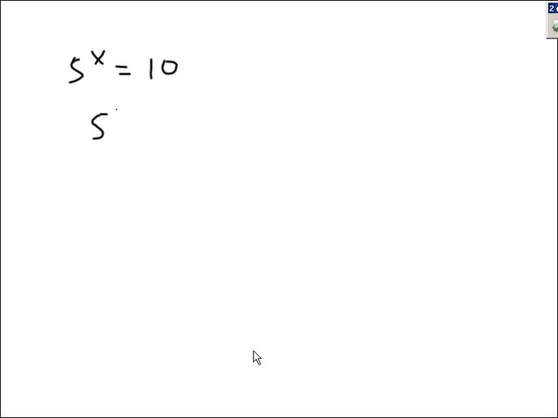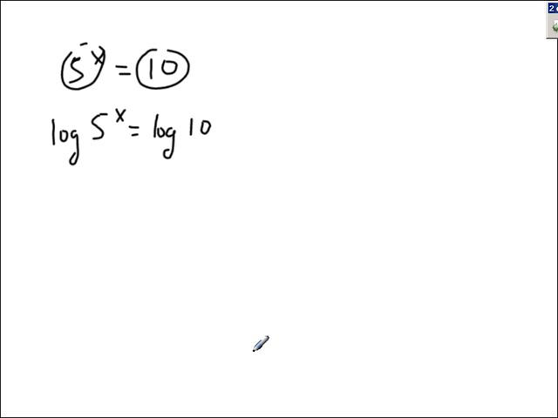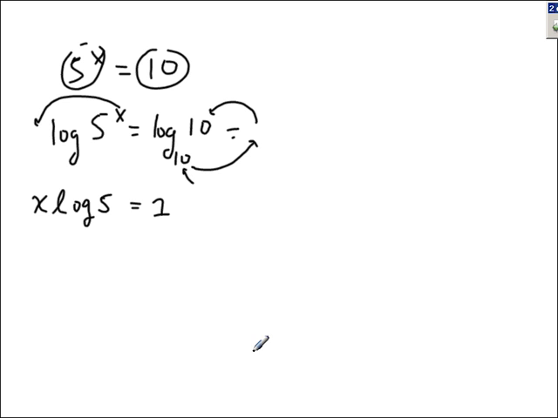So if on both sides I take logs, then log of 5 to the x is equal to log of 10. That's what the second line says. Now the first line, the power of the 5 can come in front. That's the only reason we introduce any logs. And the right hand side is 1 because there's an unlisted 10 right there, and 10 to what power gives you 10? 1. This is 1.